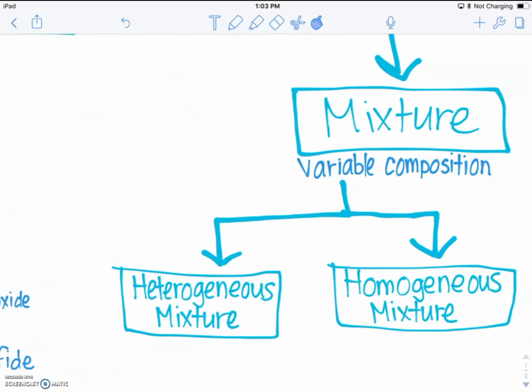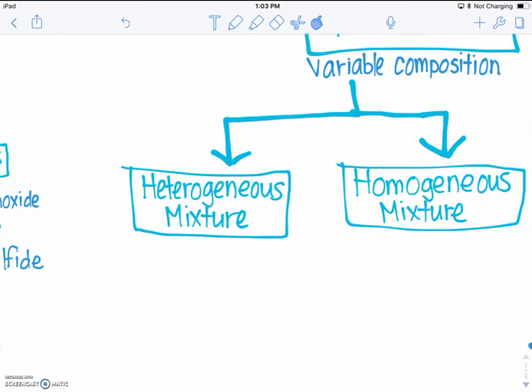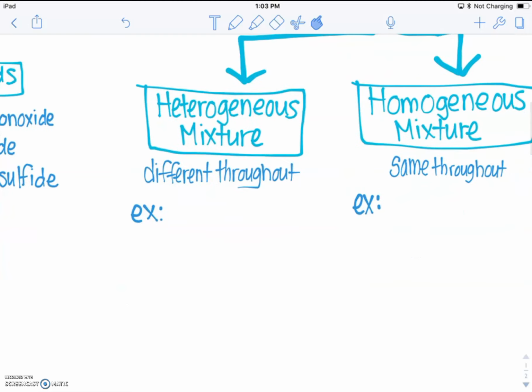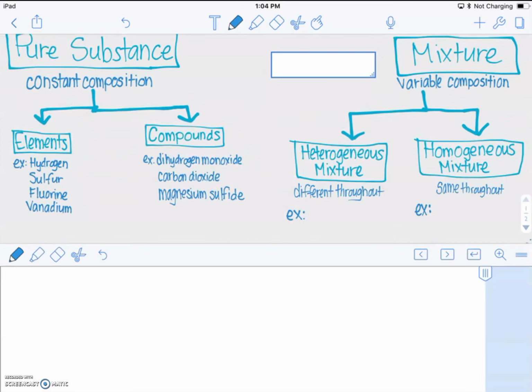All right, so on the mixture side, let's look at that for a second. Again, a mixture is a variable composition, and it breaks down into heterogeneous and homogeneous mixtures. So, looking at the base word of each of these, heterogeneous means that it's different throughout, whereas homogeneous means that the mixture is the same throughout. So I'm going to try and write down some examples here, because I think that helps really solidify an understanding.